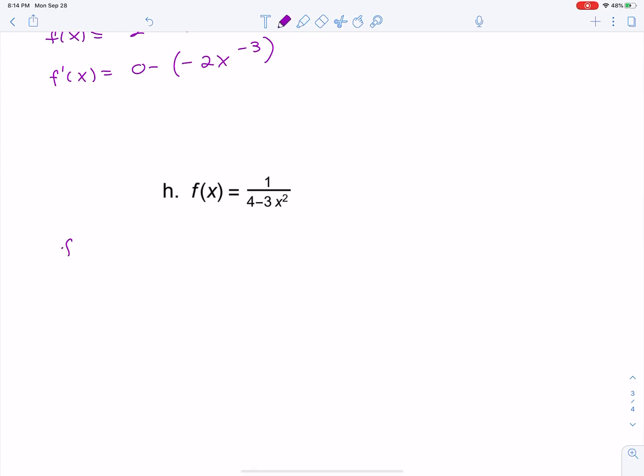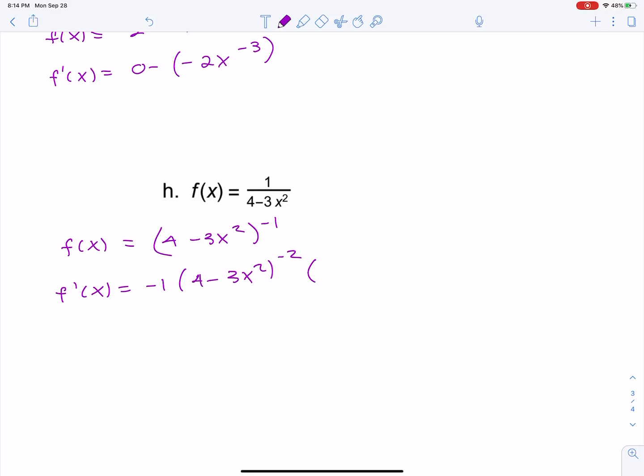I'm going to rewrite this as f of x equals 4 minus 3x squared to the negative 1. And the reason is now that we have chain rule, right? That's a nice easy one to do using chain rule. So I get f prime of x equals, so that's negative 1 times 4 minus 3x squared raised to the negative 2. Then take the derivative of the inner function. So the derivative of 4 is 0 minus 6x, and we're good to go. Okay, so that's where we're going to stop for today.